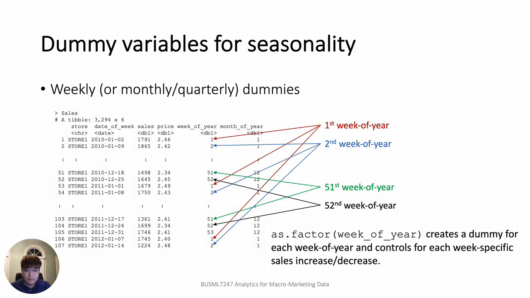This is the dataset of beer sales that were plotted in the previous slides. From the time information, we can extract the week number, and using the as.vector function, we have all 52 week factors.